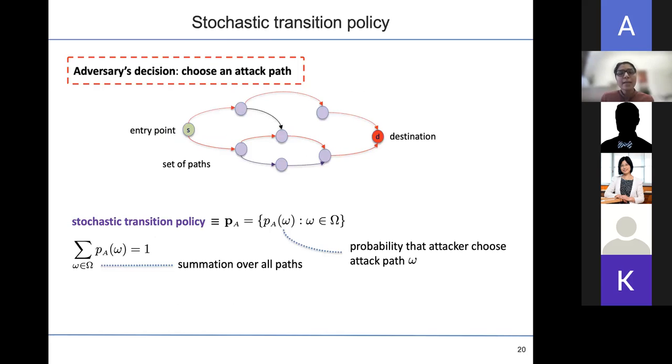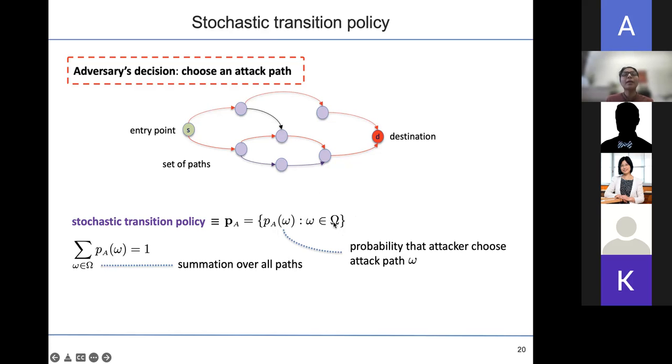So the stochastic transition policy. Let me dive into what the policy or the actions of the adversary are here. Again, I'm using this toy example here. The adversary's goal is to choose an attack path. Starting from the entry point, its goal is to choose an attack path so that it can reach the destination or the target. So the stochastic transition policy for the attacker can be thought of as a probability distribution over the possible set of all paths.